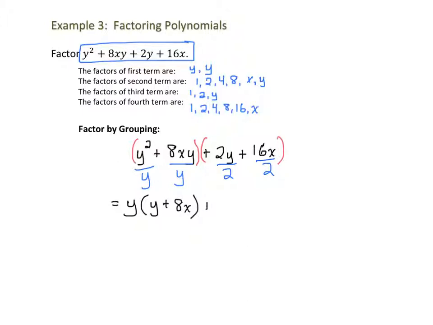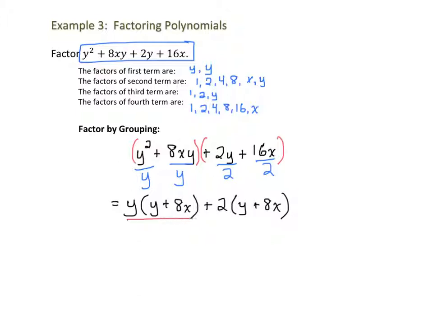Where we write that is just right after the stuff from the first group. So we write plus 2 as our greatest common factor, and then in brackets following that, the leftovers after dividing. So 2y divided by 2 is just y, and 16x divided by 2 is 8x, plus 8x. You'll notice that I wrote a plus sign in front of my greatest common factor of 2 because I did divide by a positive 2 here, and we need a plus sign because this is now all one polynomial again with 2 terms.